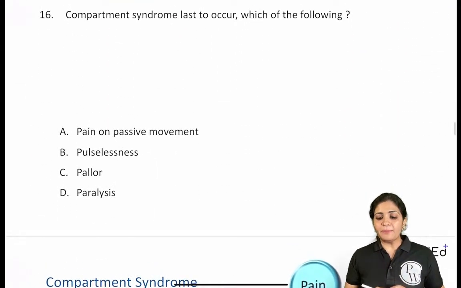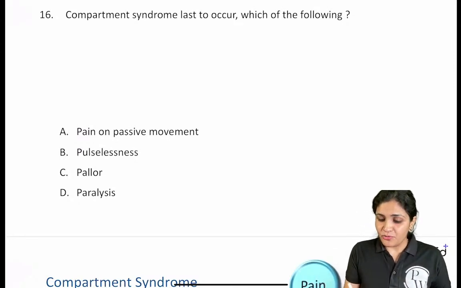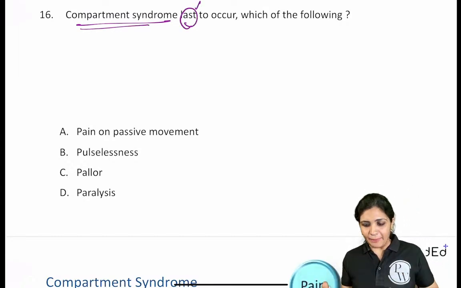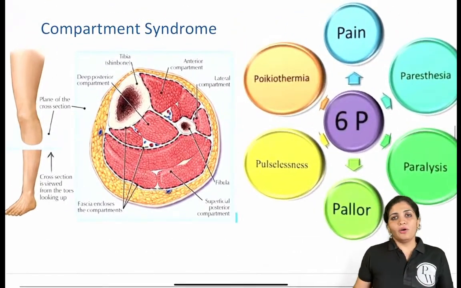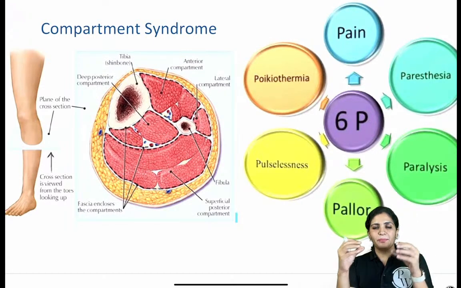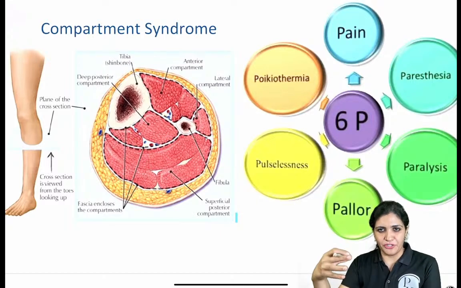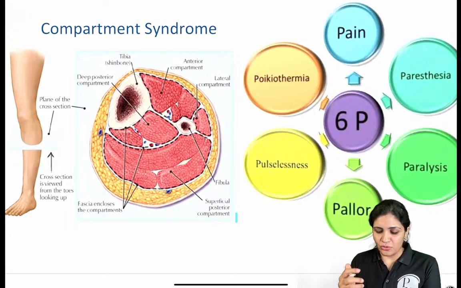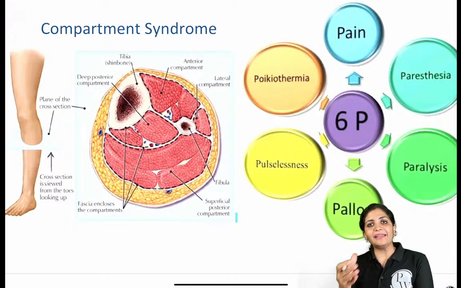Next question: compartment syndrome is least likely to occur in which of the following? So now we are dealing with compartment syndrome. If you remember, the bone has its soft tissues, the muscles, the nerves, the vessels, and all these are placed in compartments. In the leg, there is an anterior compartment, a posterior compartment, and a lateral compartment.